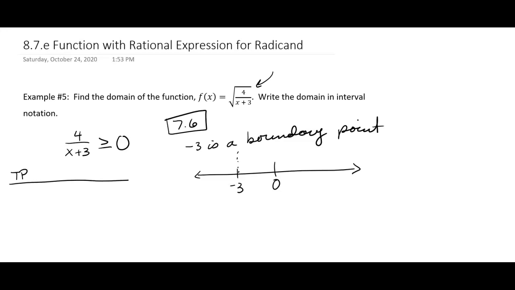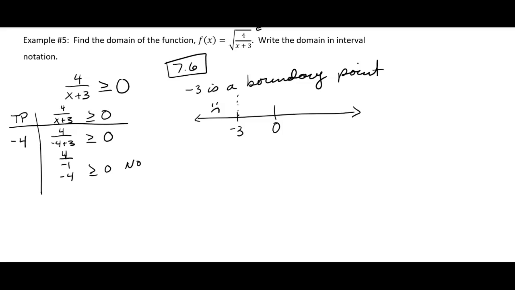So see if maybe this is looking familiar to you. Think of a number smaller than -3, like -4, and then plug that into the inequality. You'd have 4 over -4 plus 3. And is that greater than or equal to 0? Well, it'd be 4 over -1, and that would be a -4. And that's not greater than or equal to 0, so no. You can't use that side. So this side doesn't work. Okay? Maybe the other side works. Maybe it doesn't. You still have to check it.